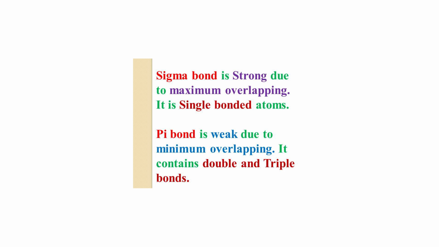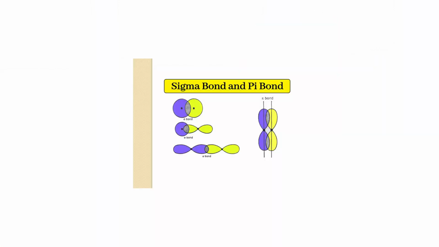Sigma bond is a strong bond. What about the pi bond? Pi bond is a weak bond due to minimum overlapping. The pi bond is present in double bonds and triple bonds. Yes, then we learn about sigma bond and pi bond.